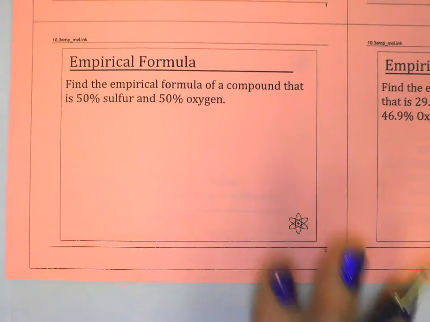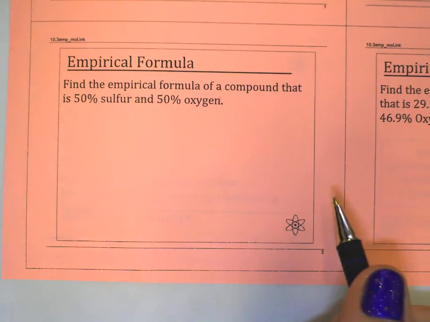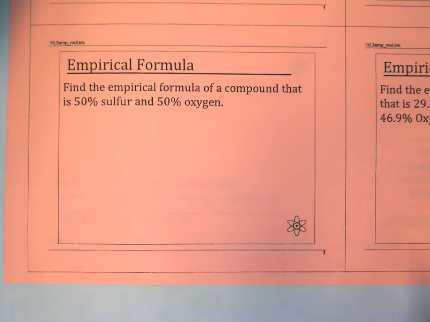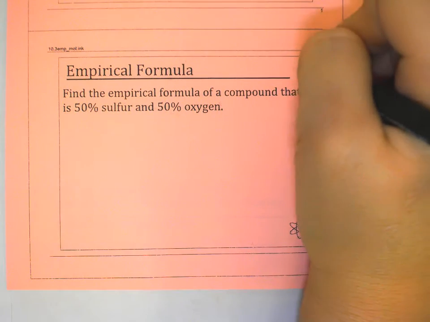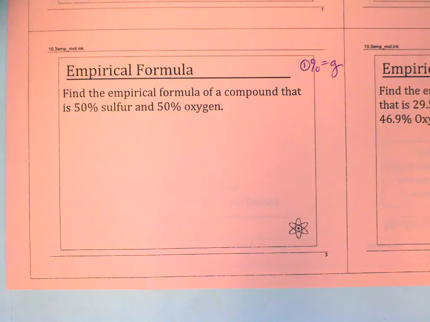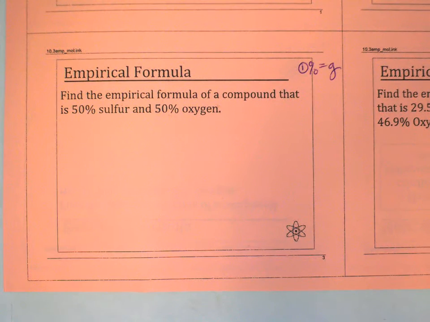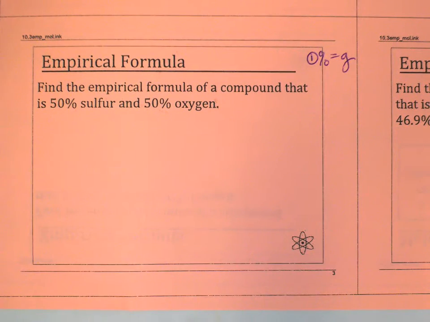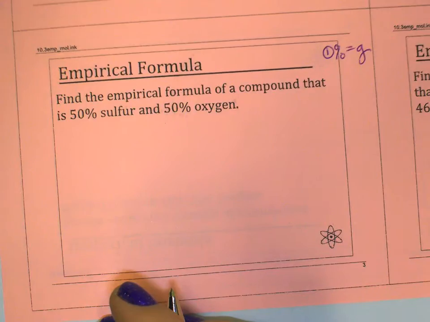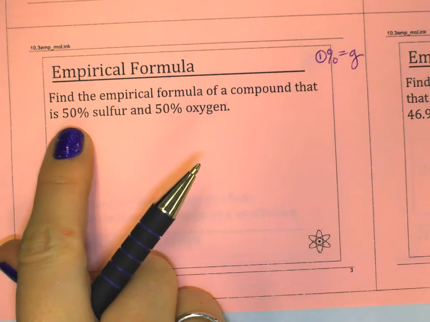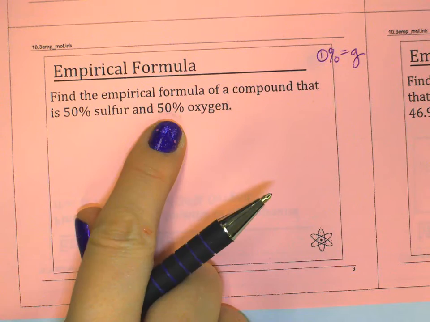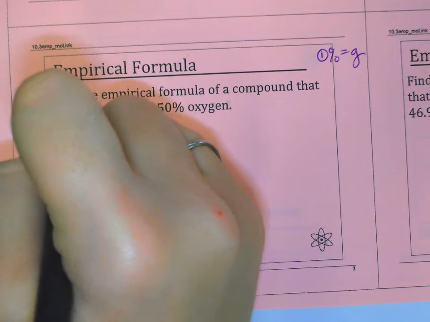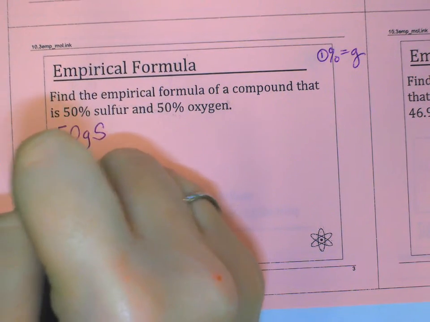Okay, so this question says find the empirical formula of a compound that is 50% sulfur and 50% oxygen. So step 1 is simply to change your percents into grams. You just do this by saying that your percent is grams. Percent means out of 100, so if I had a 100-gram sample of this, 50 grams of it would be sulfur and 50 grams of it would be oxygen. So I'm just going to write that, 50 grams of sulfur, 50 grams of oxygen.